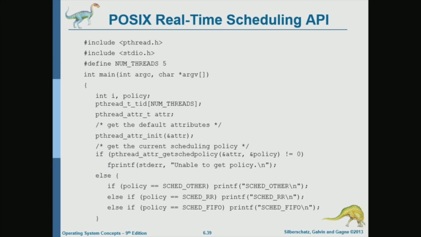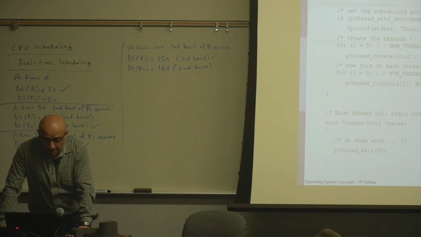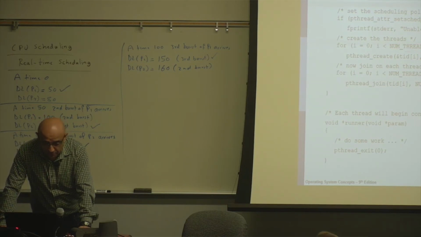And here's an example. We have this attribute, we initialize it with the default attributes. Then we use the get sched policy to extract the policy for real-time scheduling from that, and we can print it. So it could be round robin or first in, first out. And there is also an API for setting that. So we can set that to first in, first out or round robin.